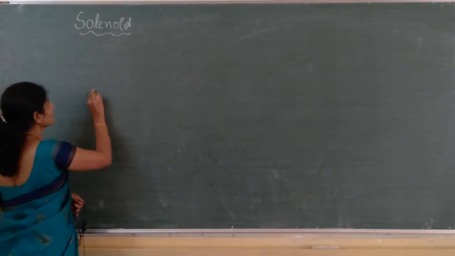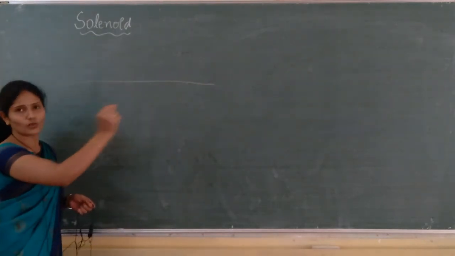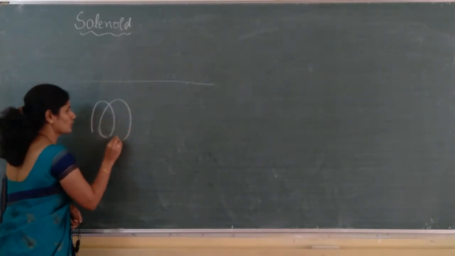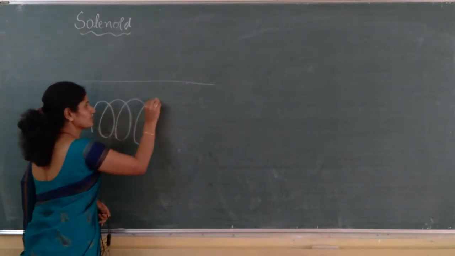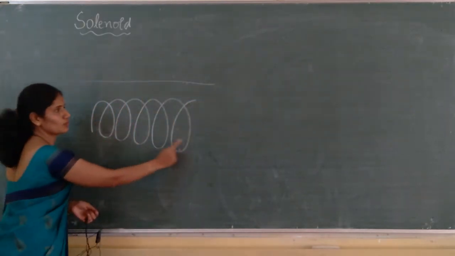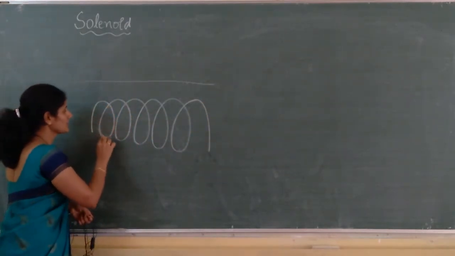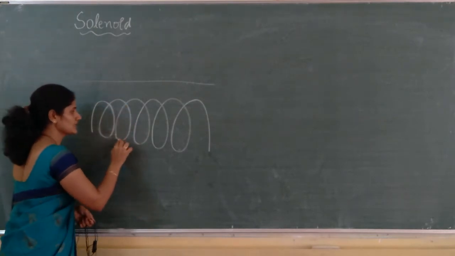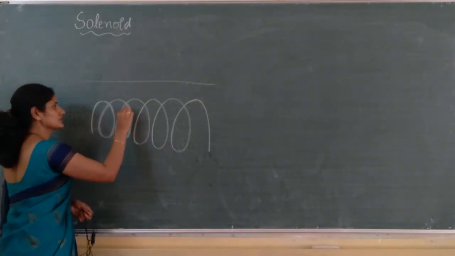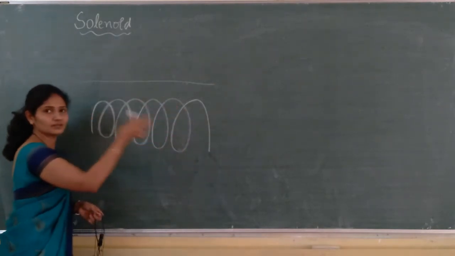Here we have a long wire. A solenoid is nothing but a long wire, and this wire is wound in the form of a helix. Here we have n number of turns in a solenoid. This is one turn, this is the second one, this is the third one, the fourth one. Like this we have n number of turns in a solenoid.